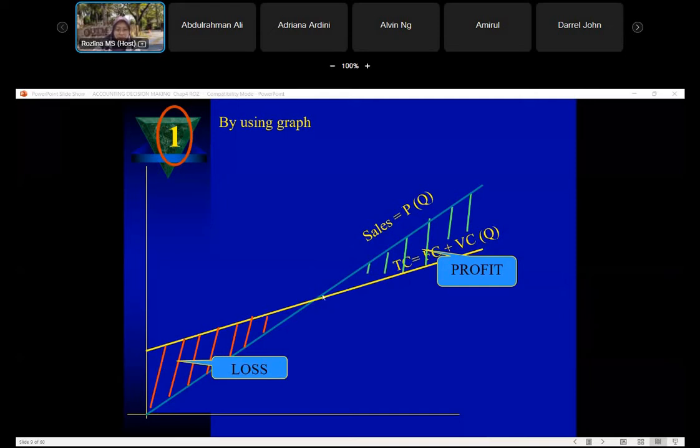Okay, what about this one? You have the intersection here. What is the meaning of this one?